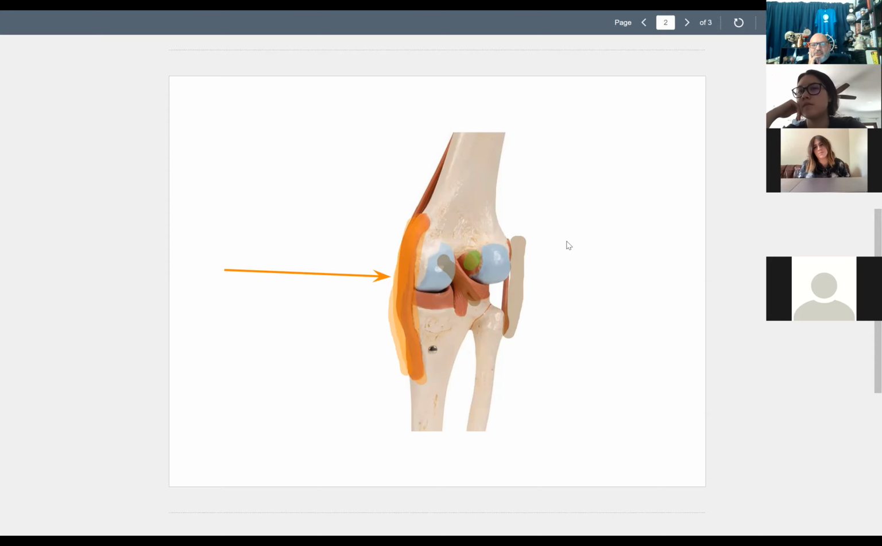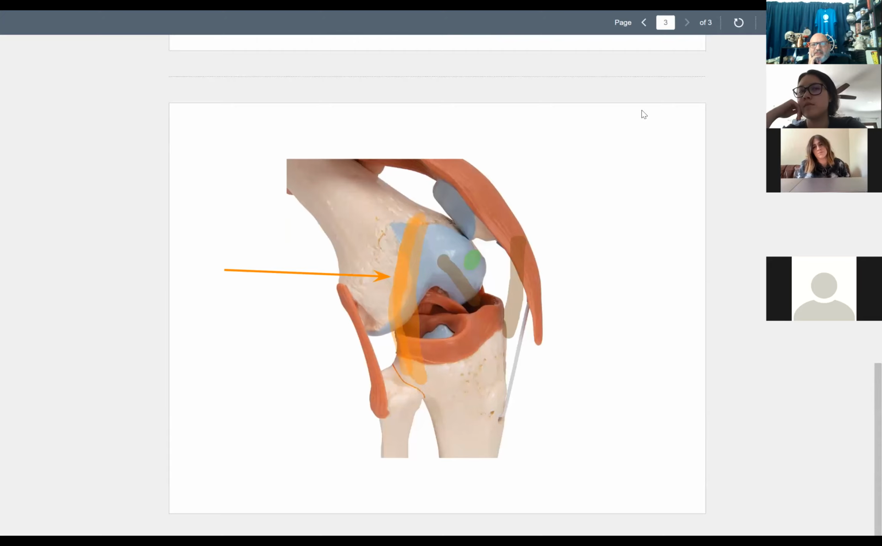Notice we have another picture. We can see it nicely from the front. And again, notice here we can see those crossing ligaments. The one that starts in the front and goes back is the anterior cruciate ligament. The one that starts in the back and comes forward is the posterior cruciate ligament.